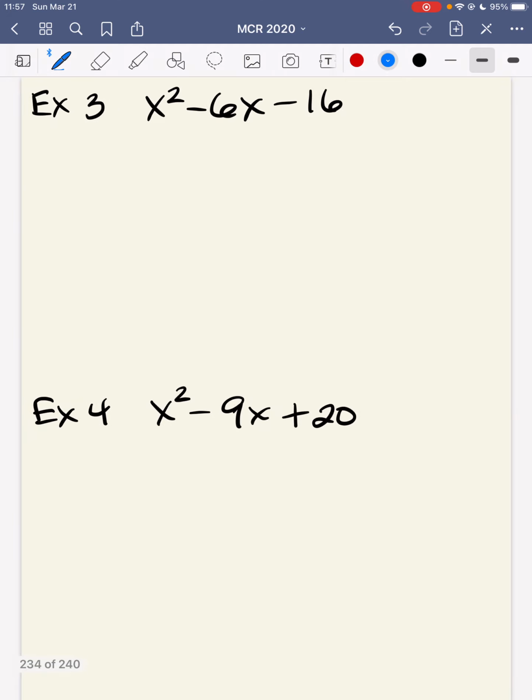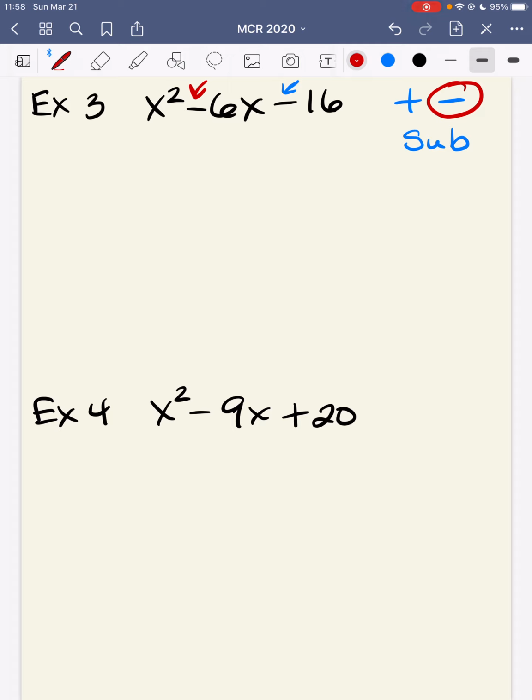Okay. Let's try a couple more here. So here I have a minus on my last side, which means I have opposite signs. And I'm going to subtract to get my middle number. Only in this case now, my first sign is minus, so my larger number in this case must be my negative. Okay. Factors of 16.